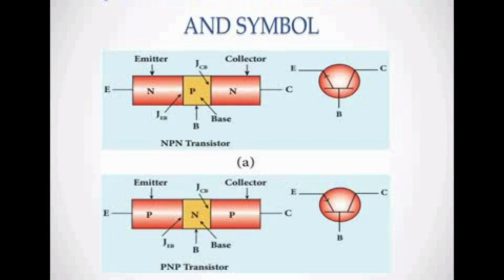We know the two types of materials, P-type semiconductor material and N-type semiconductor material. So two P-type materials with one N-type material, or two N-type materials with one P-type material. Using that we can produce the two types of bipolar junction transistors. See, diode means P and N type is there.